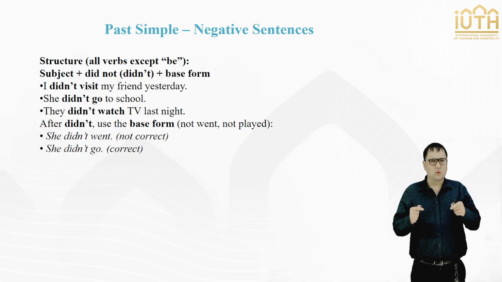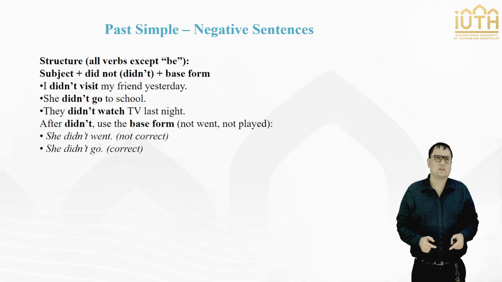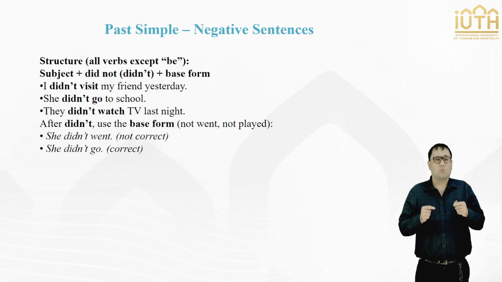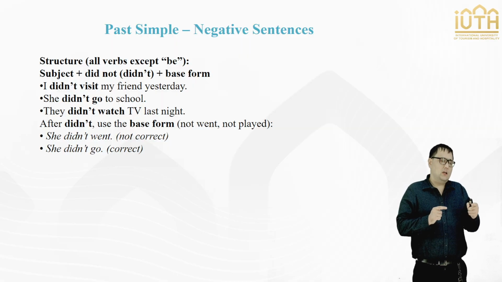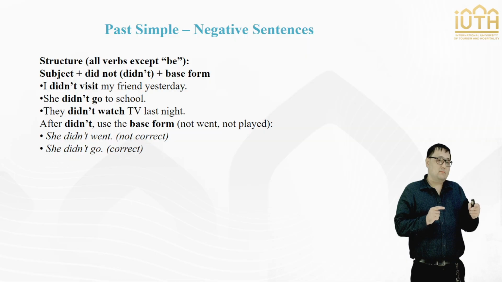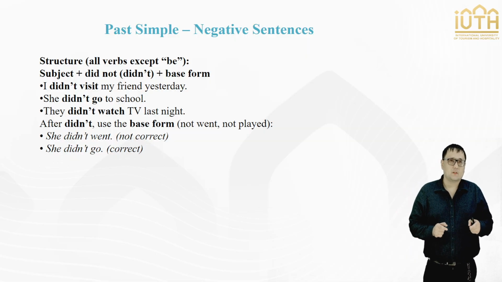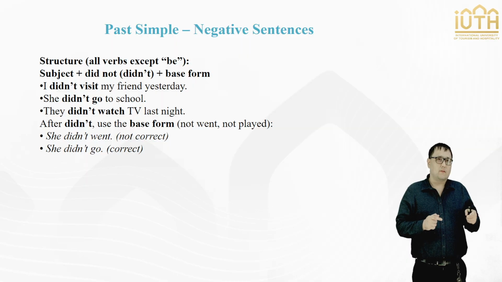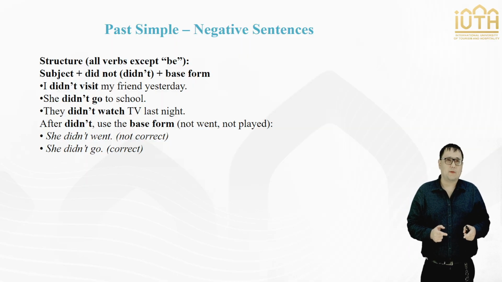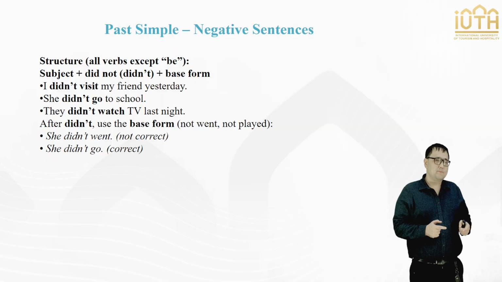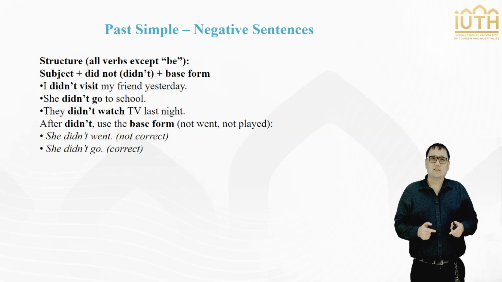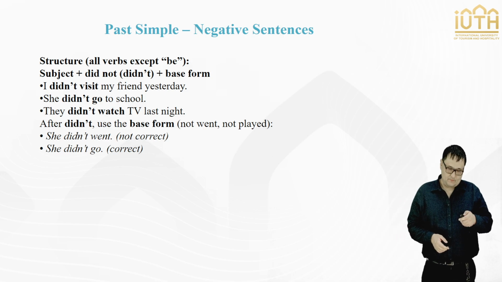How do we make negative sentences in past simple tense? We need subject, we need did not, then we need the first form of a verb, infinitive without to. So, I didn't visit my friend yesterday. It means he didn't visit his friend yesterday.